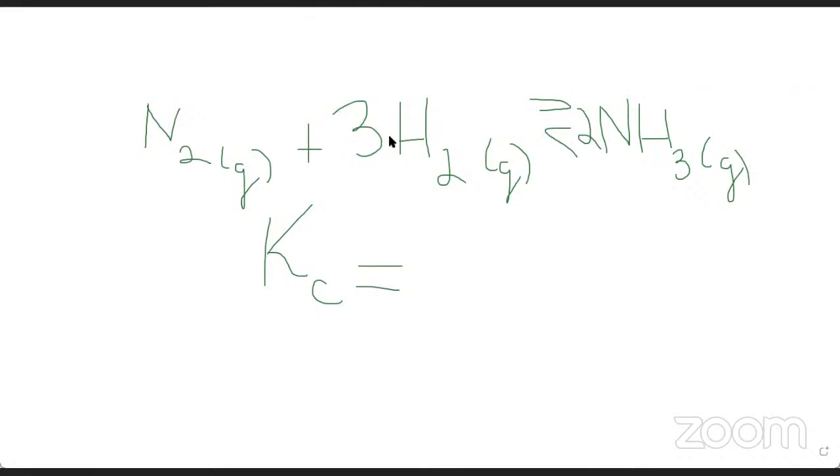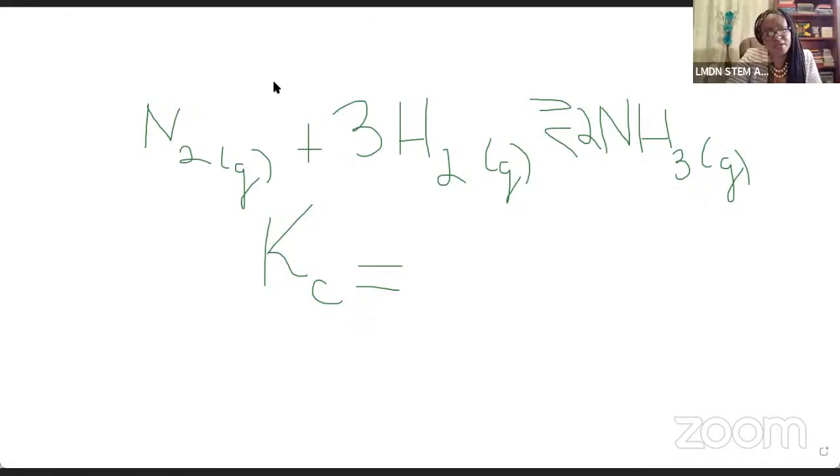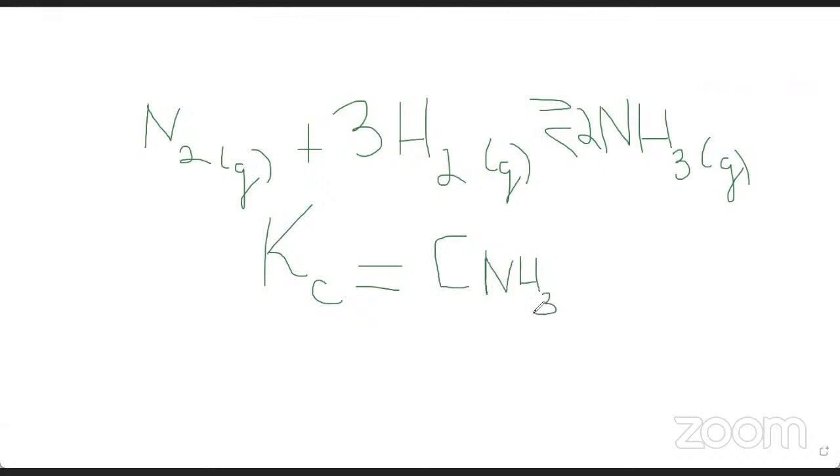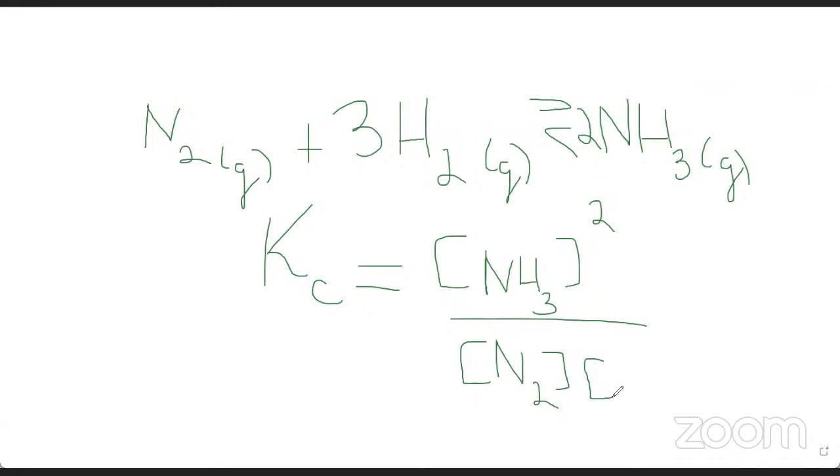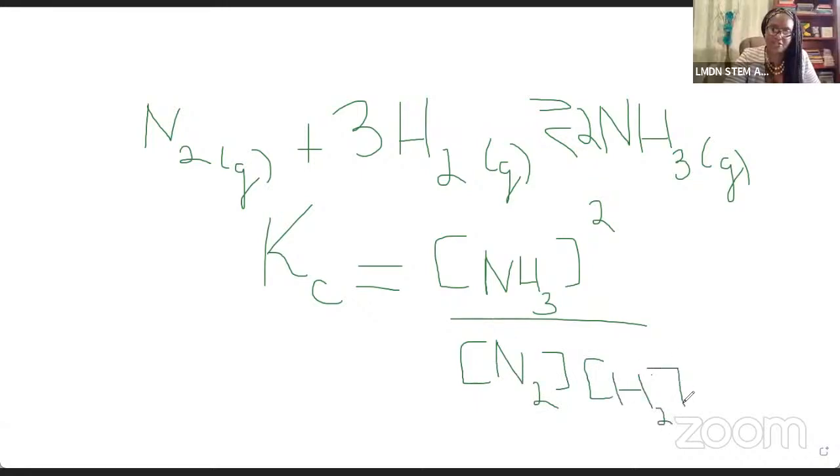We'd put NH3. Square. Mm-hmm. Divided by N2. Mm-hmm. Then H2 cubed. Okay. Very good. All right. So you have the gist of this, right? You have this locked. You're comfortable with this stuff?